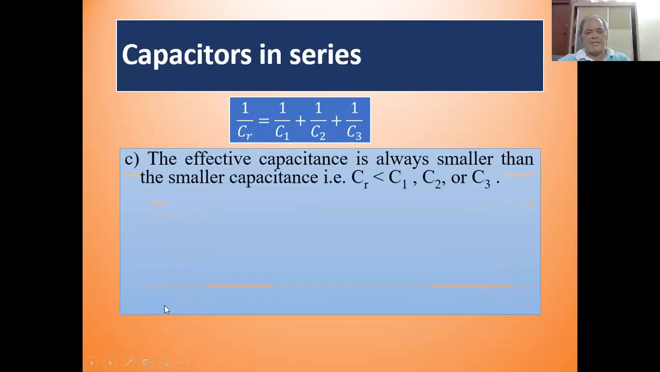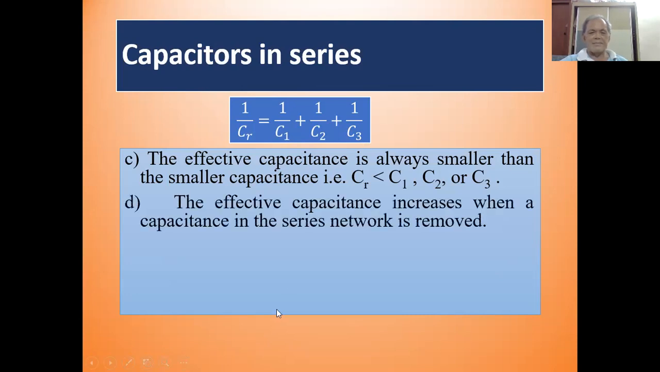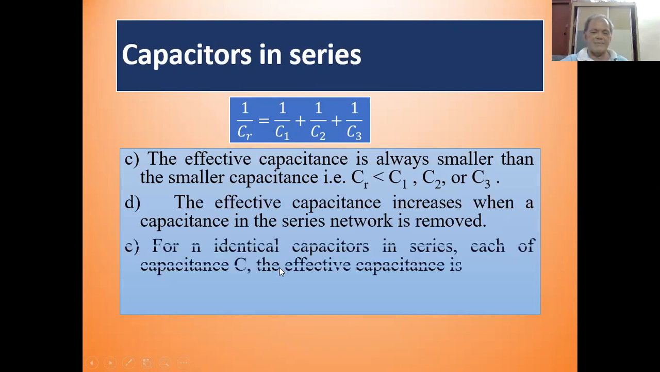So always remember your CR is always smaller than any of these capacitances. When you take it in series, it's always smaller than C1 or C2 or C3. And this one you don't need to worry about. If you want, you can just put numbers there. If you got n of them, each with capacitance C, the equivalent capacitance becomes smaller, C divided by N.